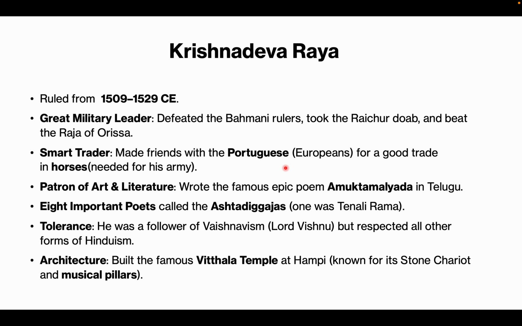Okay, and during his time, this famous epic poem Amuktamalyada was written in Telugu, and he had eight important poets called Ashtadiggajas. One of them was Tenali Rama. We all know about Tenali Rama. And he was an ardent Vaishnavite, but he respected all other forms of Hinduism.